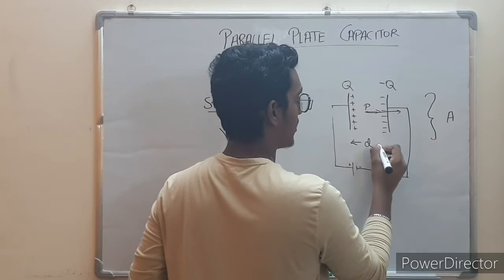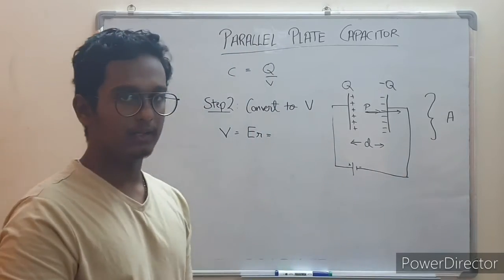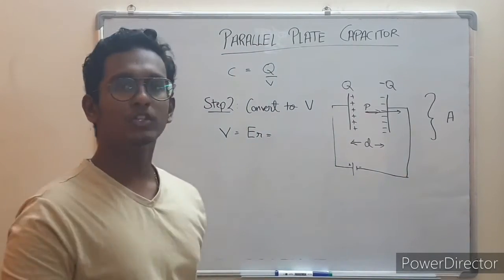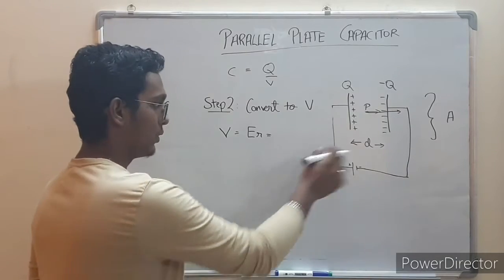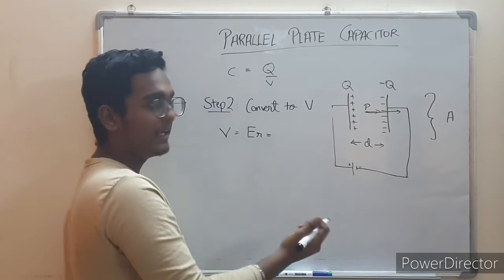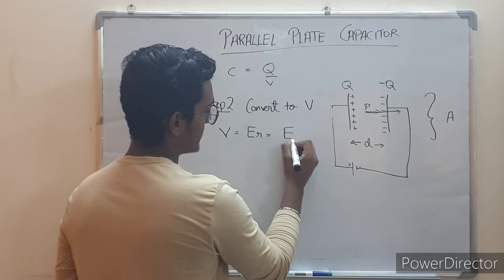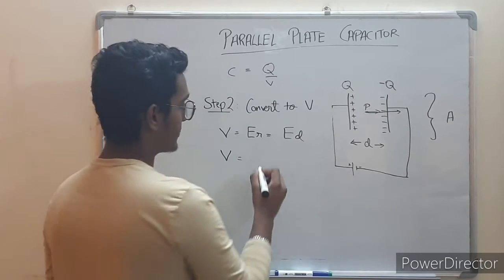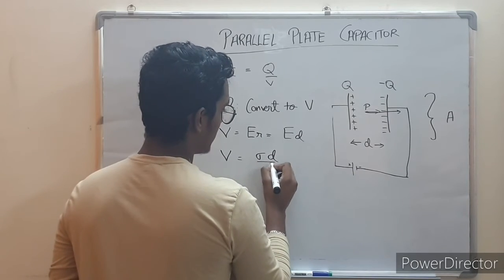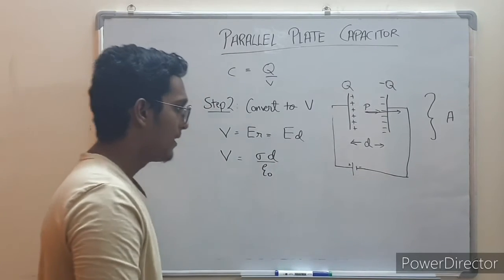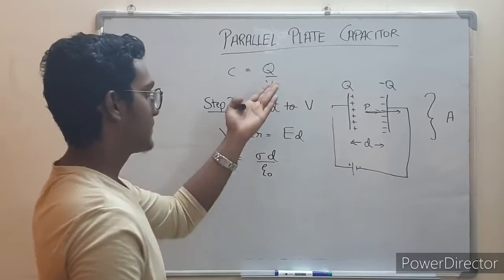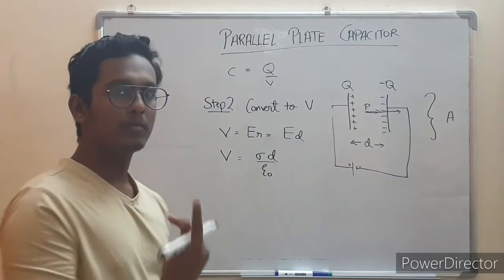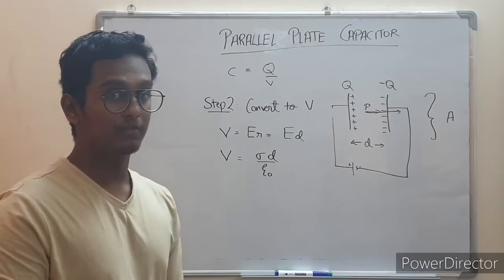So these two quantities are used in almost every numerical related to capacitors. So it's almost a part of the question. So here instead of R, it's going to be d. So it's going to be E times d. So the potential equals, we found E, which was sigma by epsilon naught. So it's going to be sigma d divided by epsilon naught. We are done. We can directly substitute it even now.